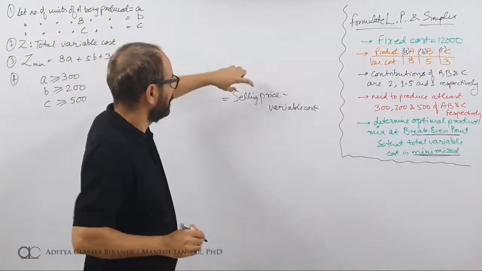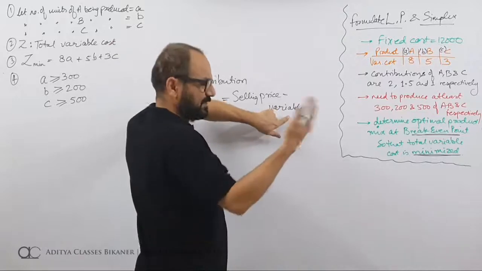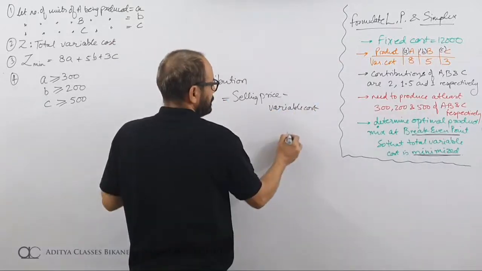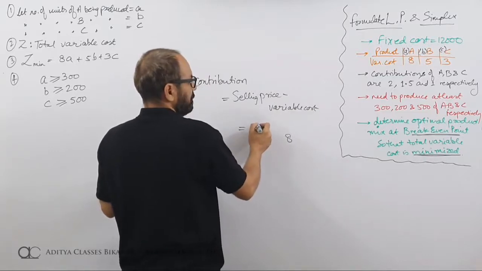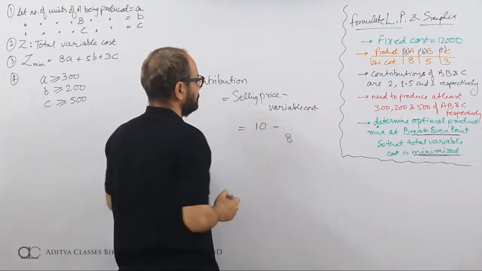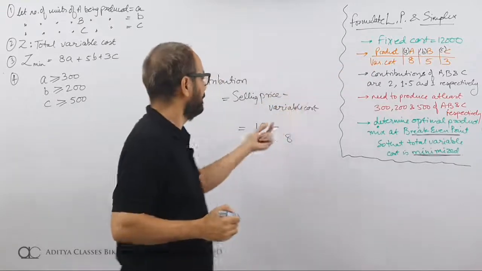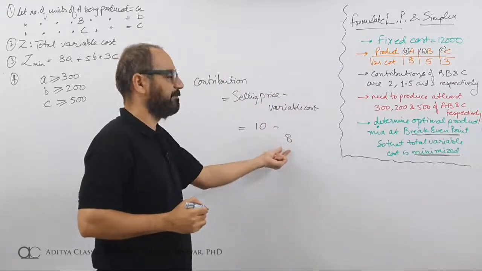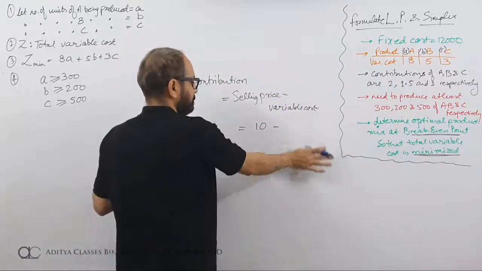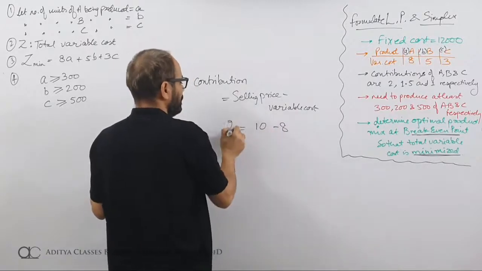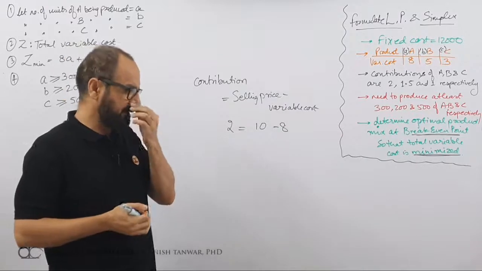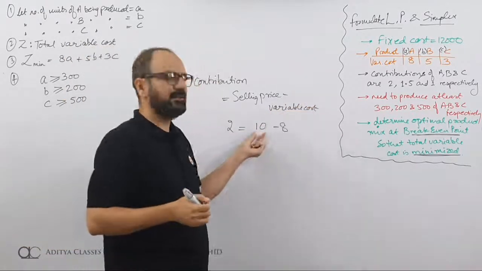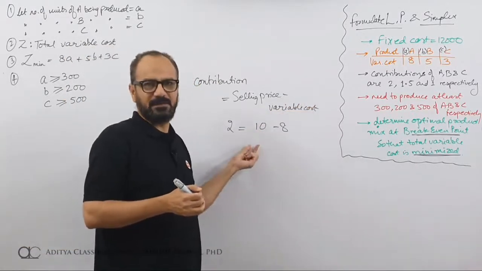Just an example. The variable cost is 8 rupees and I am selling it for 10 rupees. I am talking of A. What will be the contribution? 2 rupees. What do you mean by contribution? The meaning of contribution is that when I sell something for 10 rupees, the variable cost has been recovered.